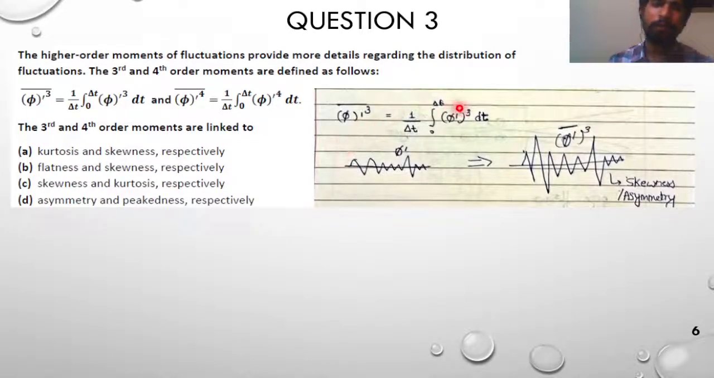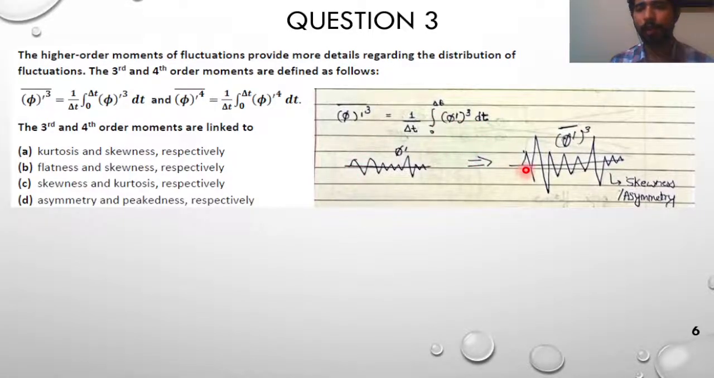So phi dash cube, as given in this question itself, can be calculated by taking the integral of phi dash. If I say that this is one particular time interval, a very small time interval, I take it, then I do the cube and then do the averaging.